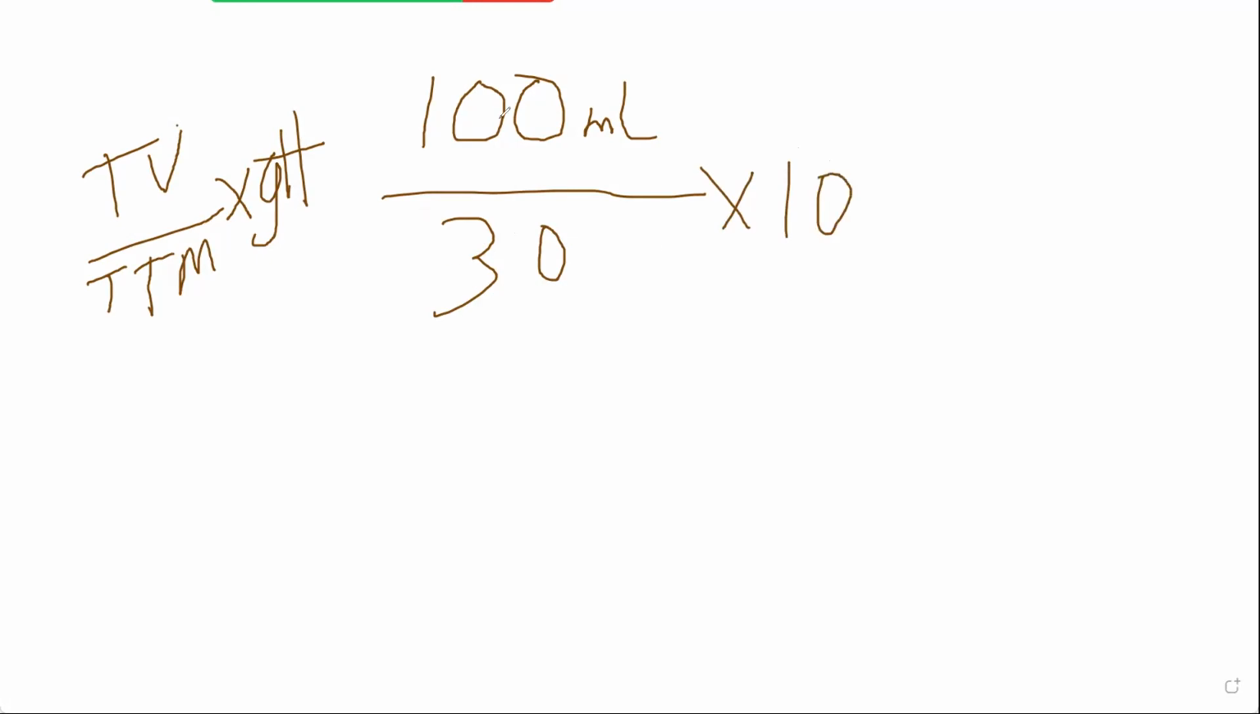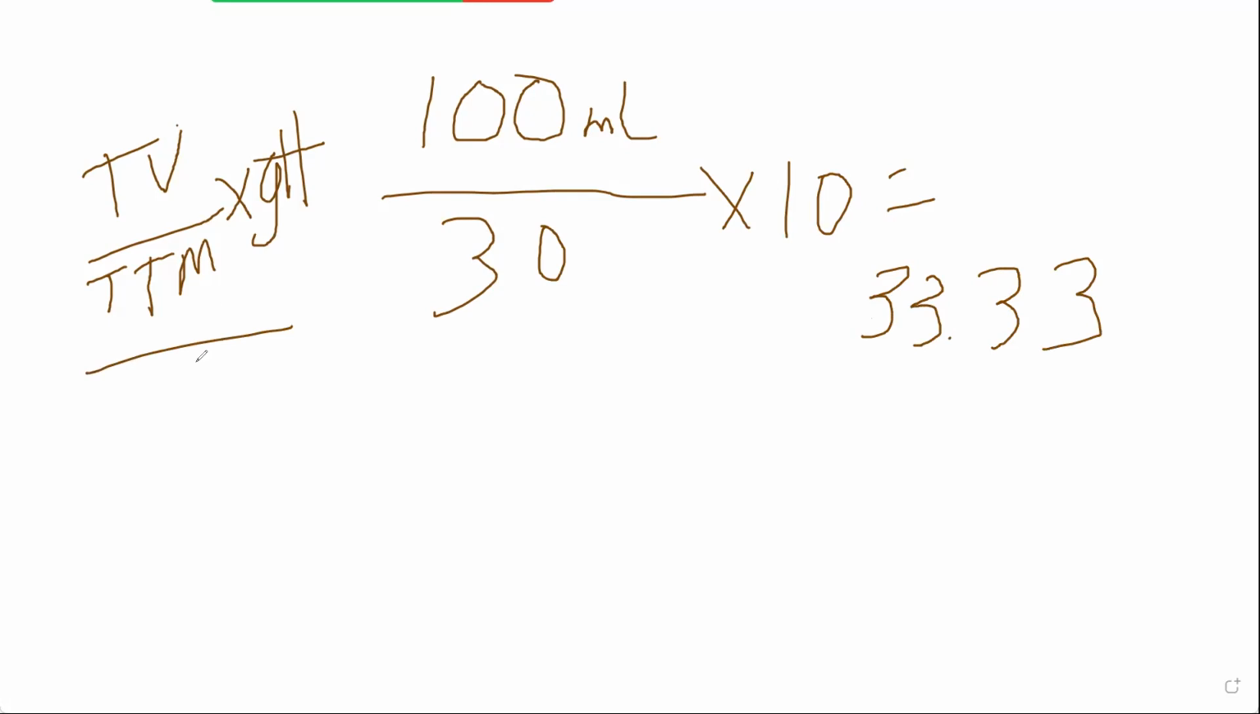I already know that 30 will go into 100 3 point something times, right? And then I'm going to end up multiplying that answer by 10. So 100 divided by 30 gives me 3.3 times my drop factor, which equals 33.33. Now, what's the last part of this formula that we didn't write?